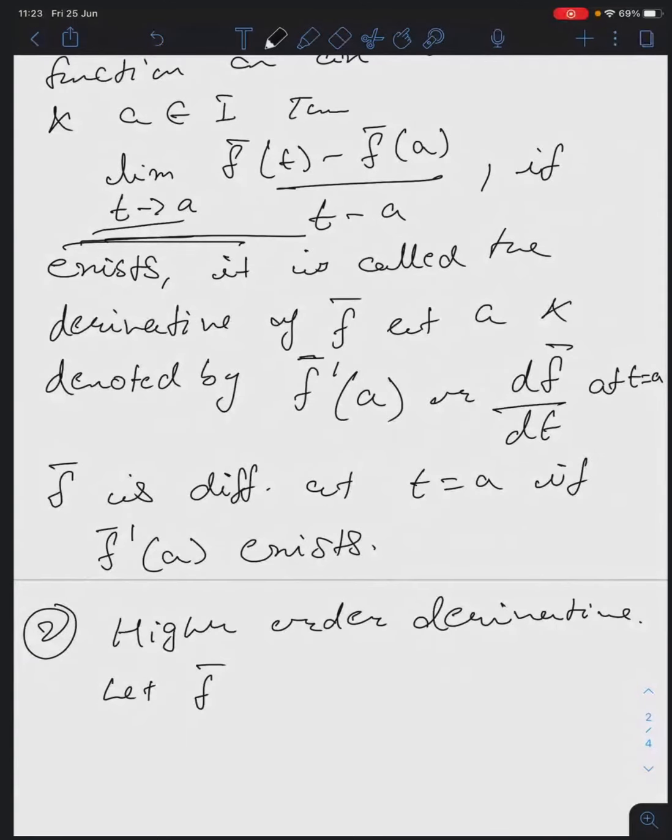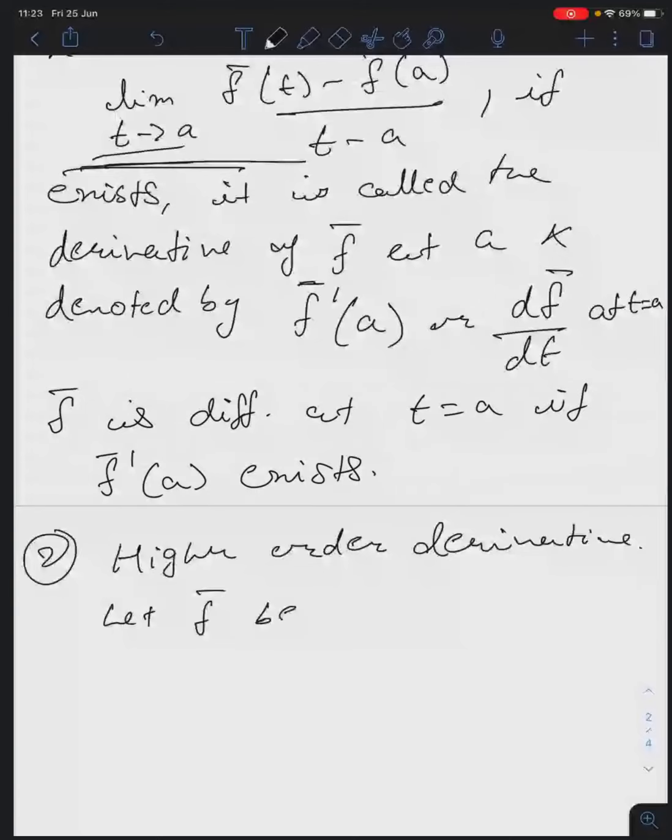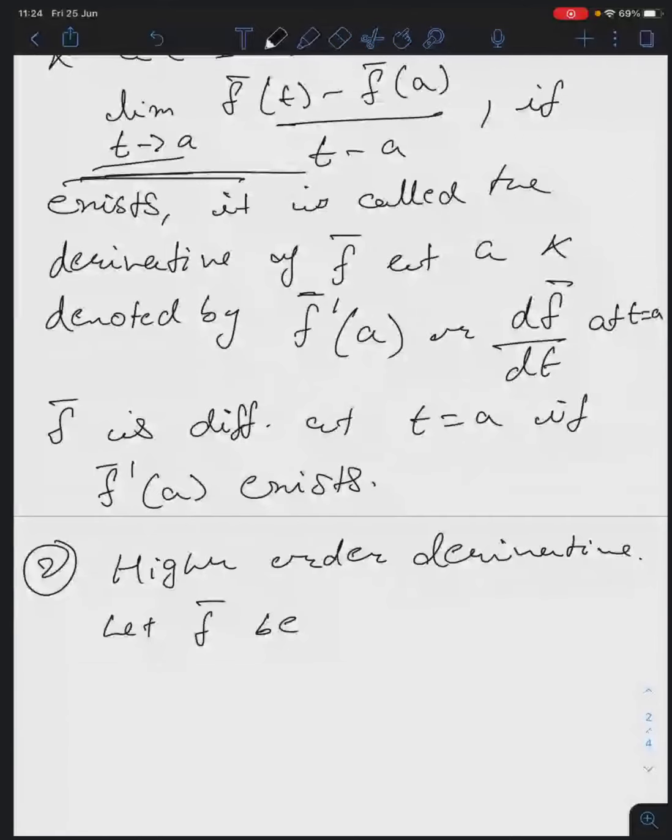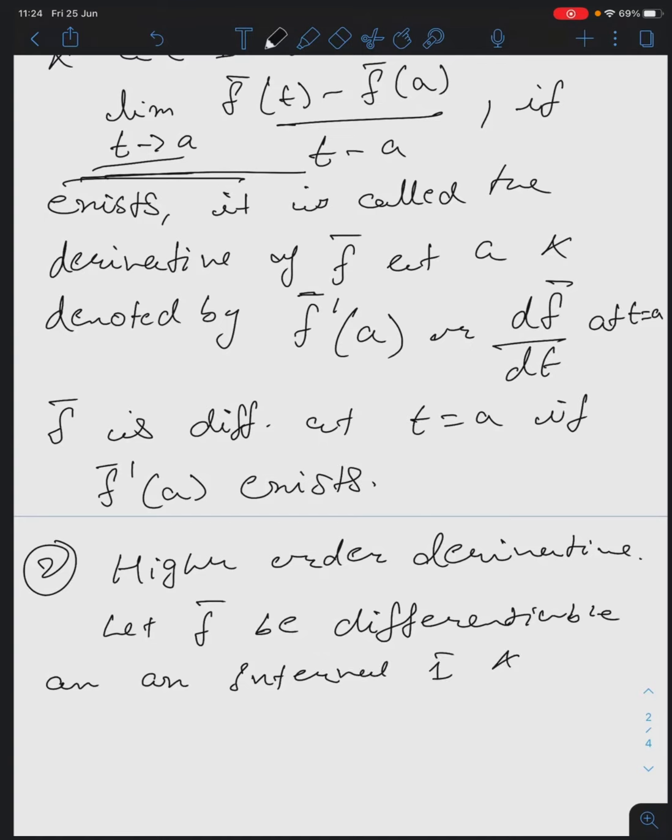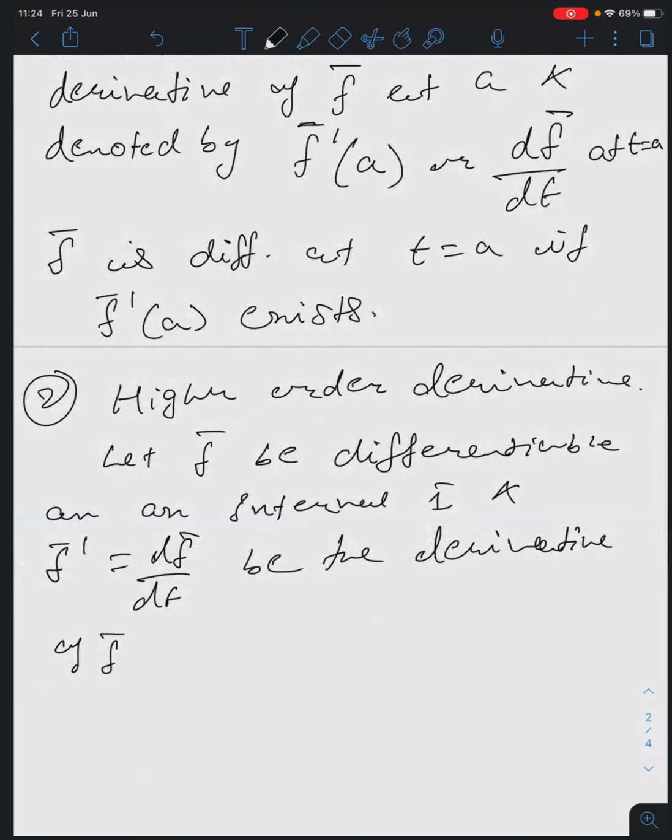Here the condition is f bar must be differentiable first. Since we are calculating higher order derivatives, f bar should be differentiable. So we are assuming that f bar is differentiable on an interval I. And f bar dash is nothing but df bar by dt, the derivative of f bar with respect to t.